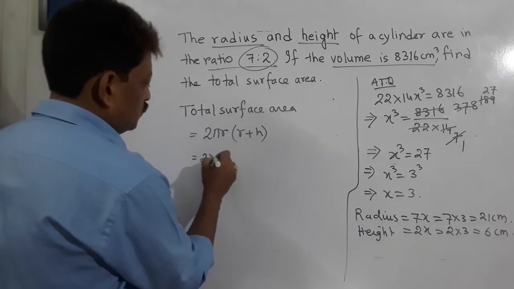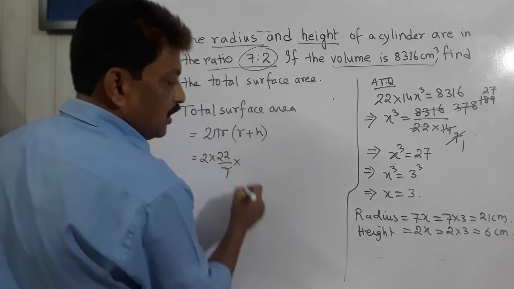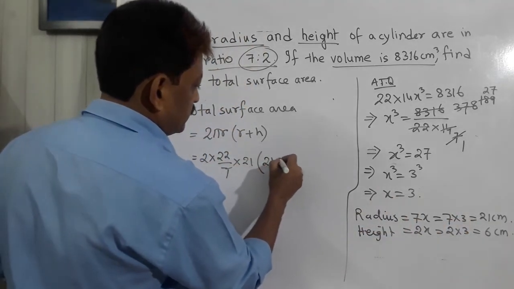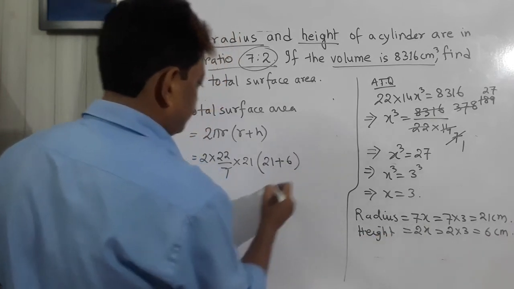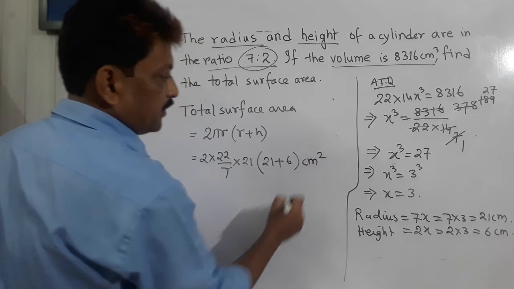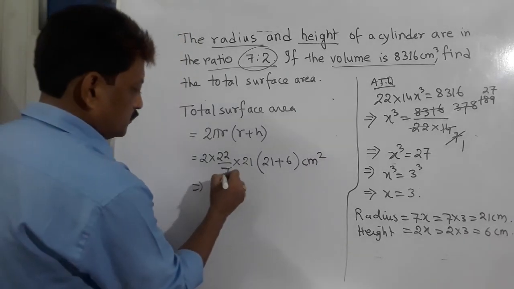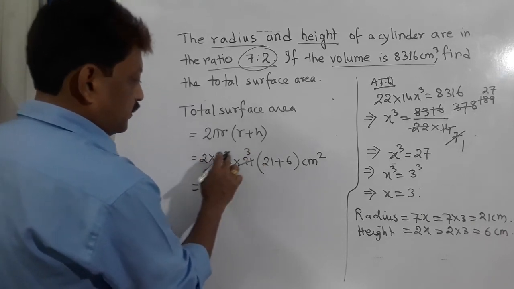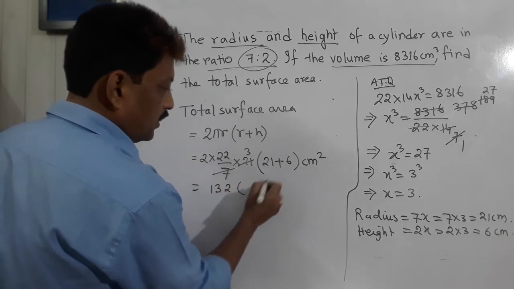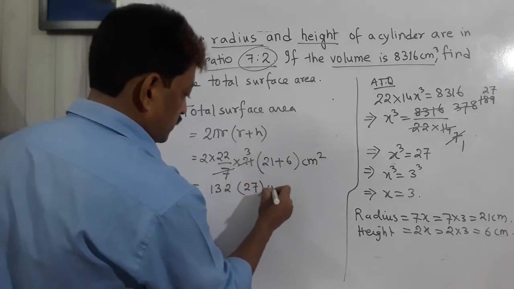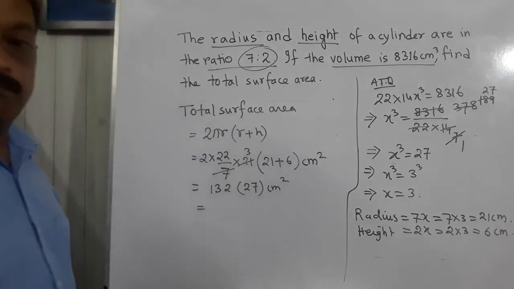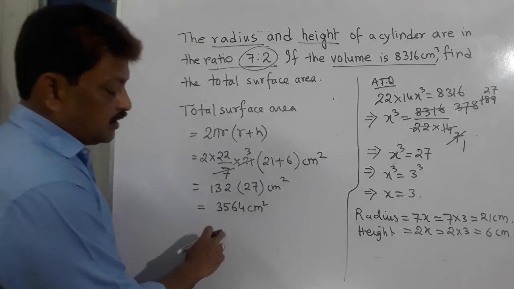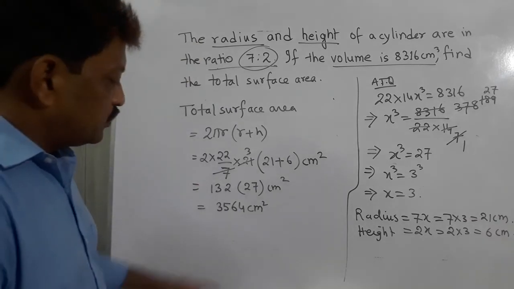So it is 2 multiplied with 22 upon 7. Radius is 21 centimeter, so it is 21 plus height is 6 centimeter, in centimeter square. Now 7 and 21 cancel 3, so it is 44 times 3 is 132, and this one is 27 centimeter square. So by calculation I have got the total surface area as 3564 centimeter square.